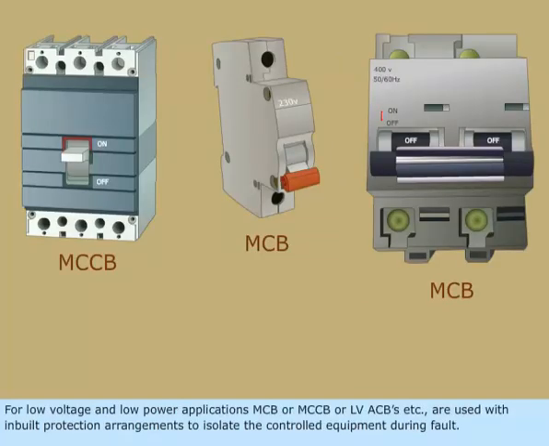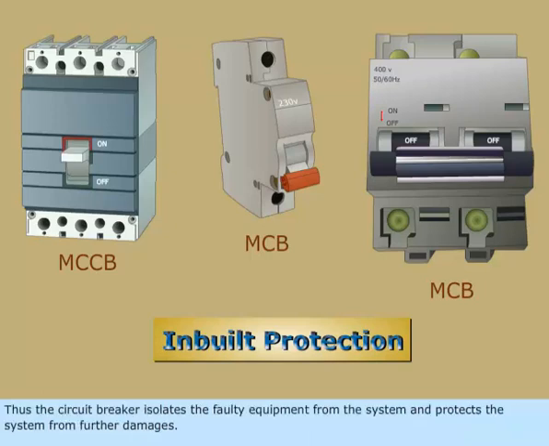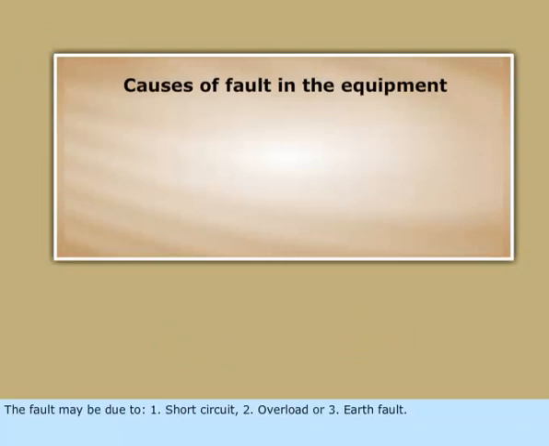For low voltage and low power applications, MCB or MCCB or LVACBs, etc., are used with inbuilt protection arrangements to isolate the controlled equipment during fault. Thus, the circuit breaker isolates the faulty equipment from the system and protects the system from further damages. The fault may be due to 1. Short circuit, 2. Overload, or 3. Earth fault.